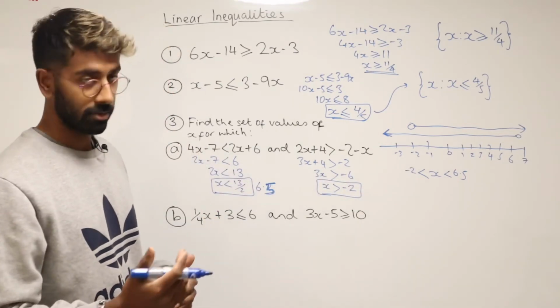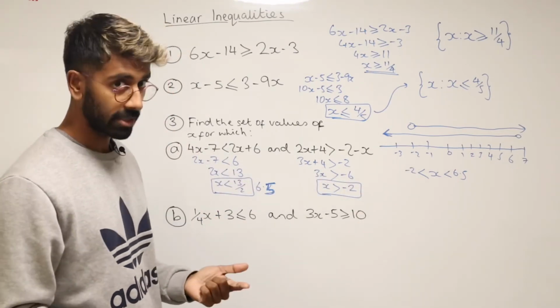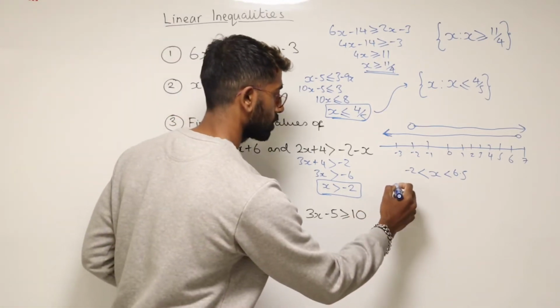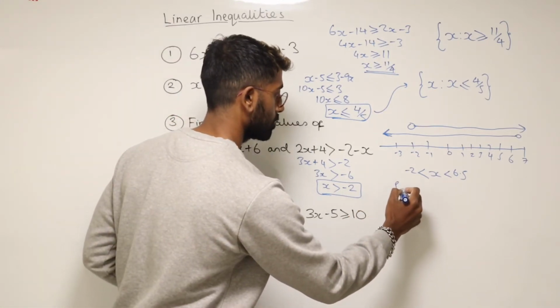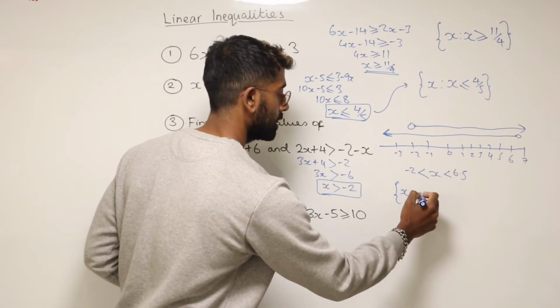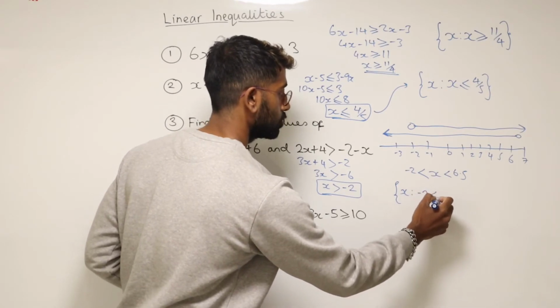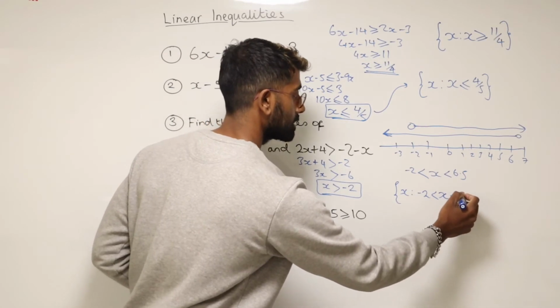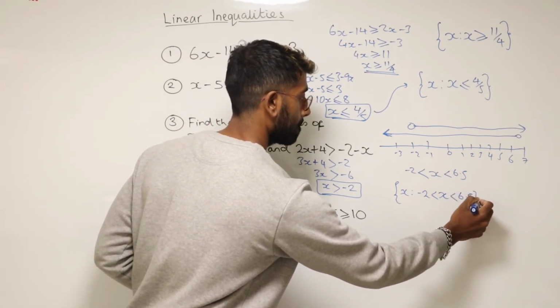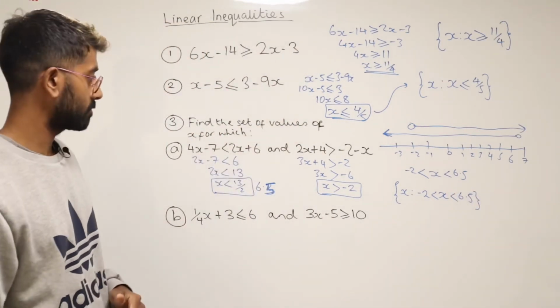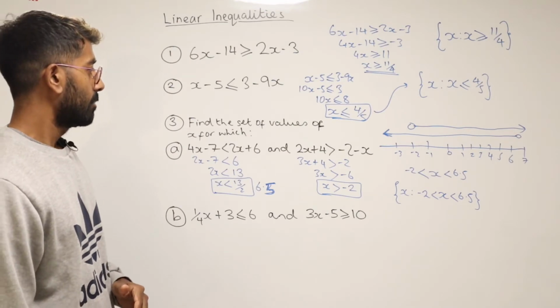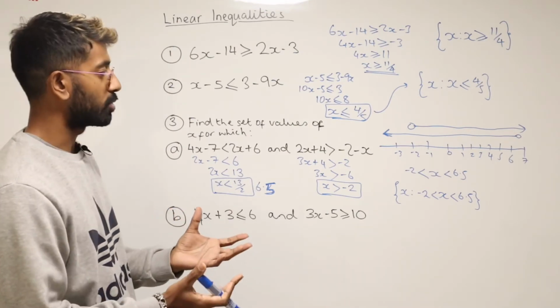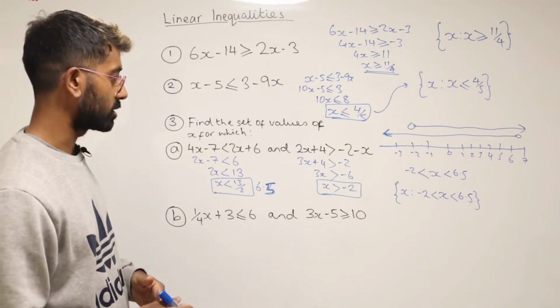But then we could write this in set notation as well. So in set notation, the way we write this is like this. We could go open bracket, x, and then we have minus 2 is less than x, where x is less than 6.5. And then we can leave it like this. Perfect.